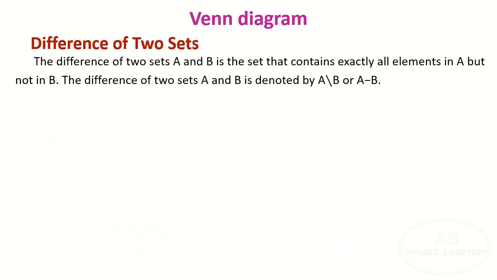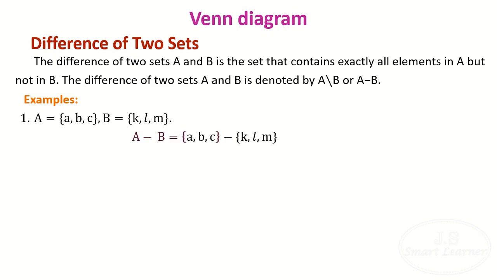Next, difference of two sets. The difference of two sets A and B is a set that contains exactly all elements in set A but not in set B, denoted by A/B or A minus B. For example, set A contains 3 elements A, B, C, and set B contains 3 elements K, L, M. Then A minus B is equal to the set of A, B, C. That is equal to set A. Here we have subtracted the elements of set B from set A. No element of set B is present in set A.